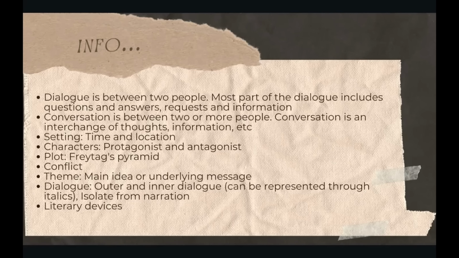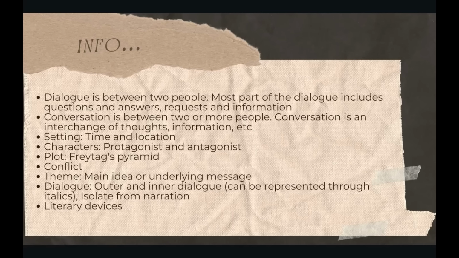And just some elements that are usually included in this type of text is you need to mention the setting, which is usually the time and location. Characters, often there's protagonist and antagonist. And when you make the plot, the Freytag's pyramid is quite a good tool to use in order to get a good structure for your plot. And quite often there's a conflict as well as a theme, which is the main idea or underlying message. Conflict is usually connected to the theme.